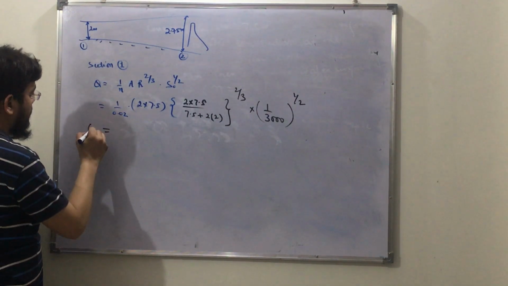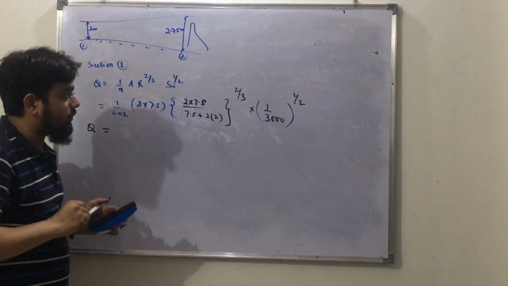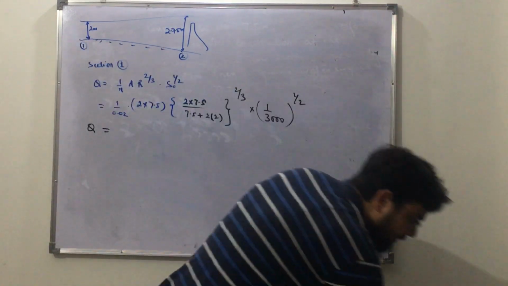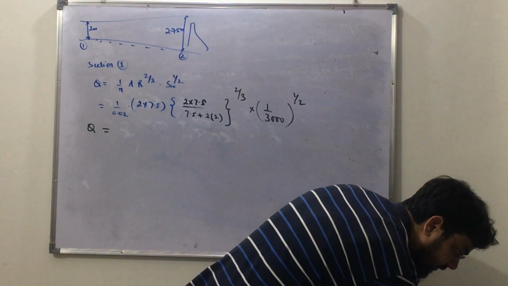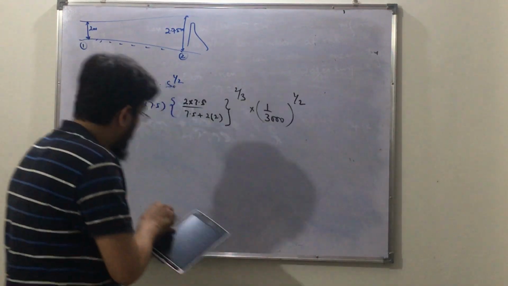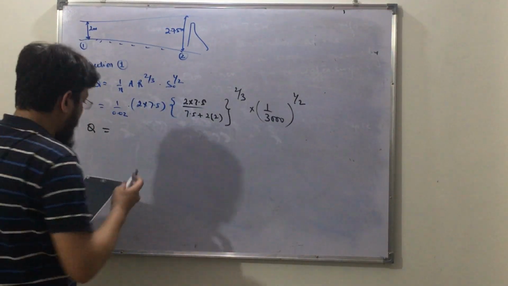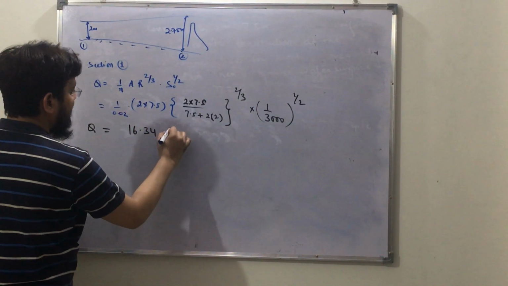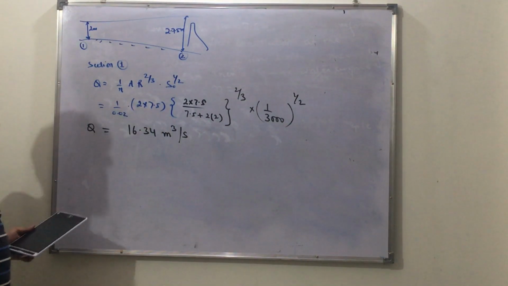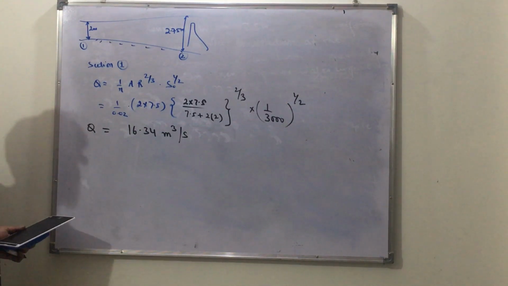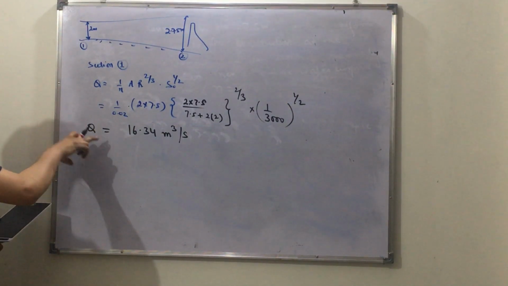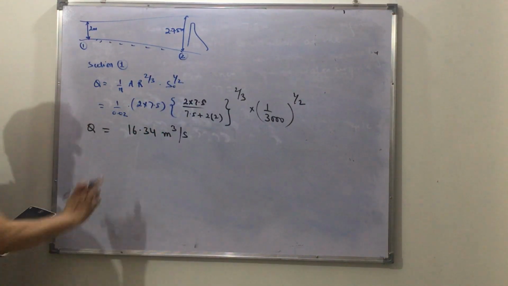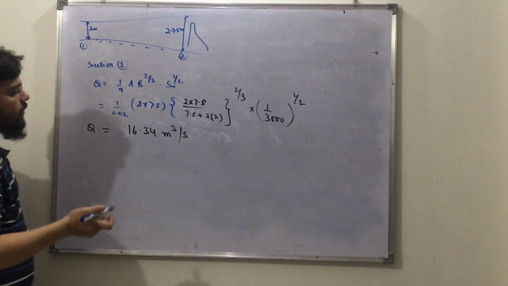Solving this value, we get Q is equal to, I need to solve this value. I don't have the value. Let me see the value. Okay. We get Q is equal to 16.34 meter cube per second. This is the value of Q we have got. Now since discharge will remain constant, at section 2 we can use this value to find the value of SF.